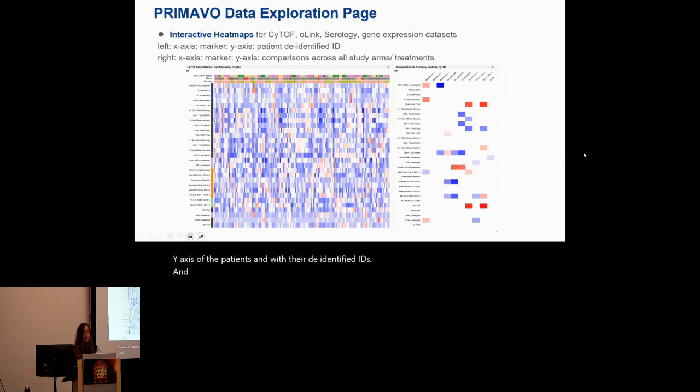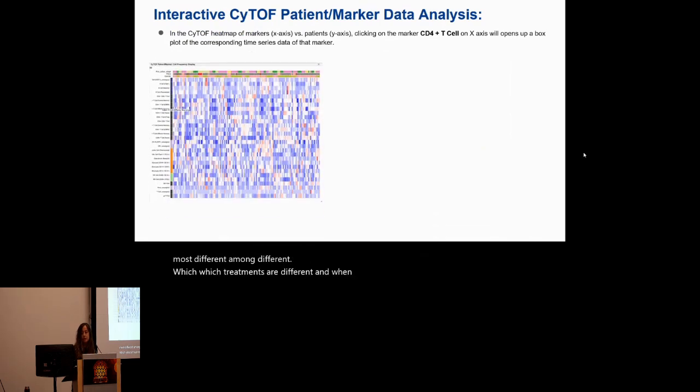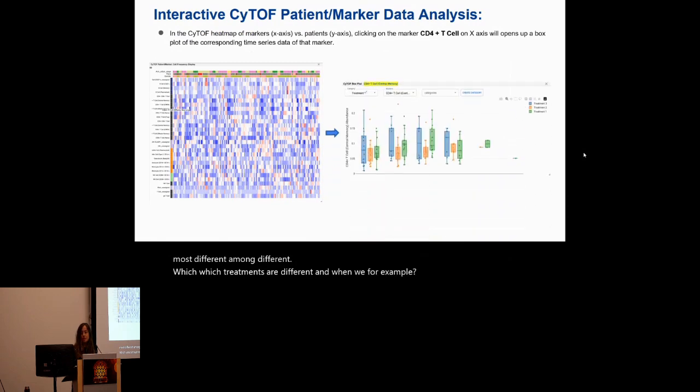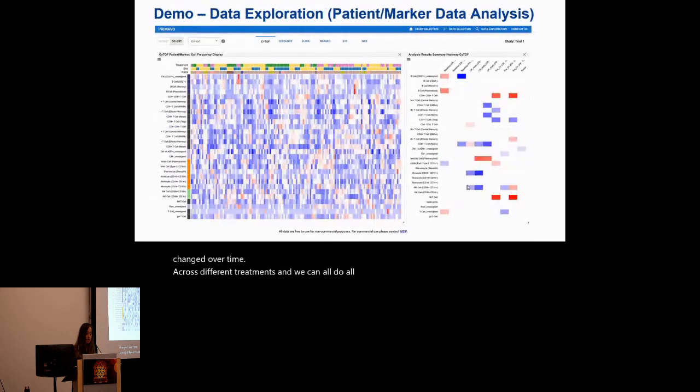And on the right heat map, we have a summary, which is comparisons across all study arms and treatments, so that we can look at the differential expression of genes or protein abundance, for example, and see which treatments are the most different. And from the side of patient marker data analysis, we can select a specific marker, and if we click on it, a box opens up and we can see how this marker has changed over time across different treatments, and we can do all of this in real time also.